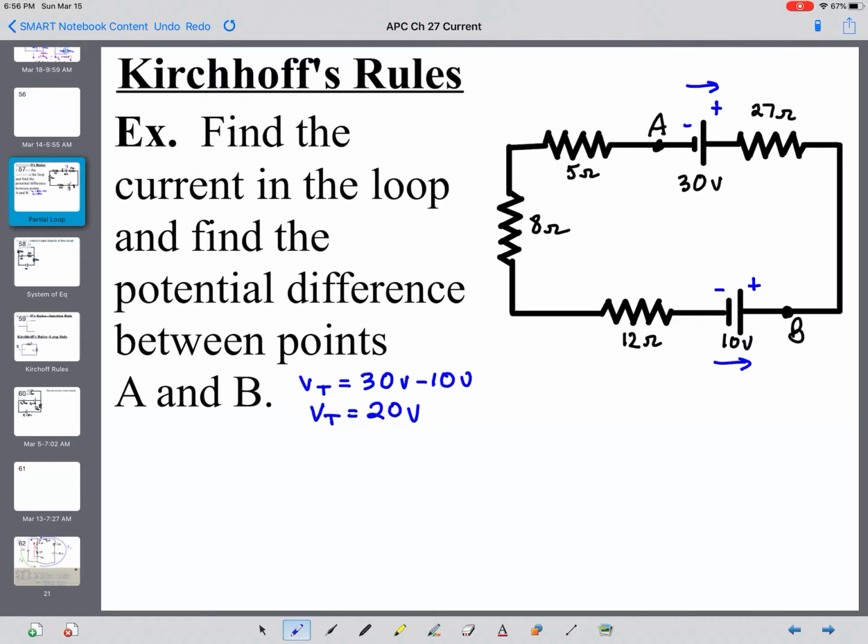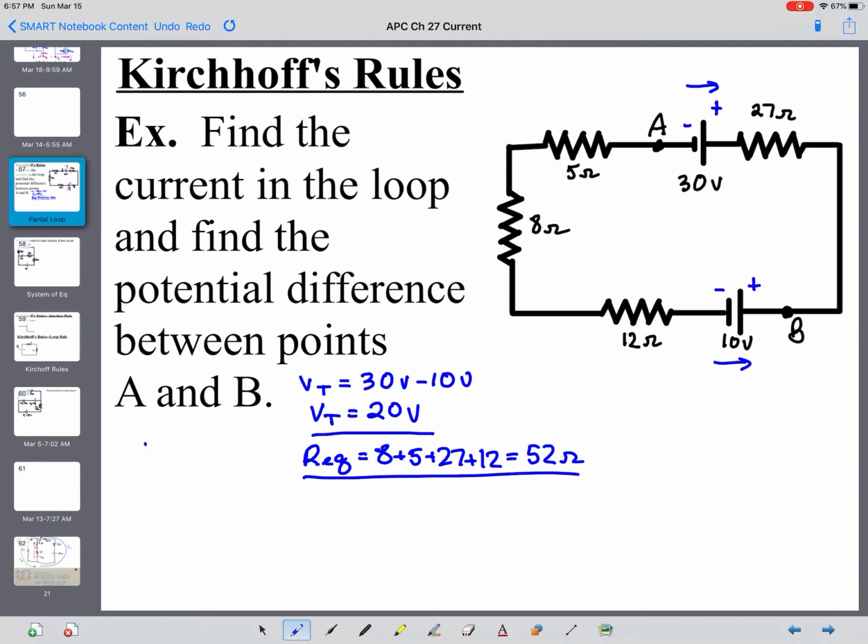Now that we've got the total voltage, let's consider the equivalent resistance. There are no separate branches. There's only one path. Even though your resistors are separated by batteries, they're still all on one path, so that would be a series. So even being separated, we can still combine them in series. The 8 ohm, the 5 ohm, the 27 ohm, and the 12 ohm. And that's going to give us an equivalent resistance of 52 ohms.